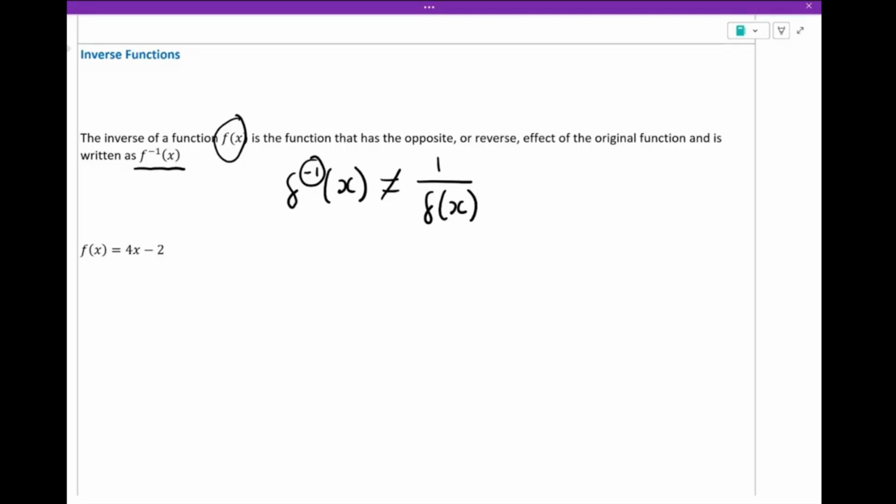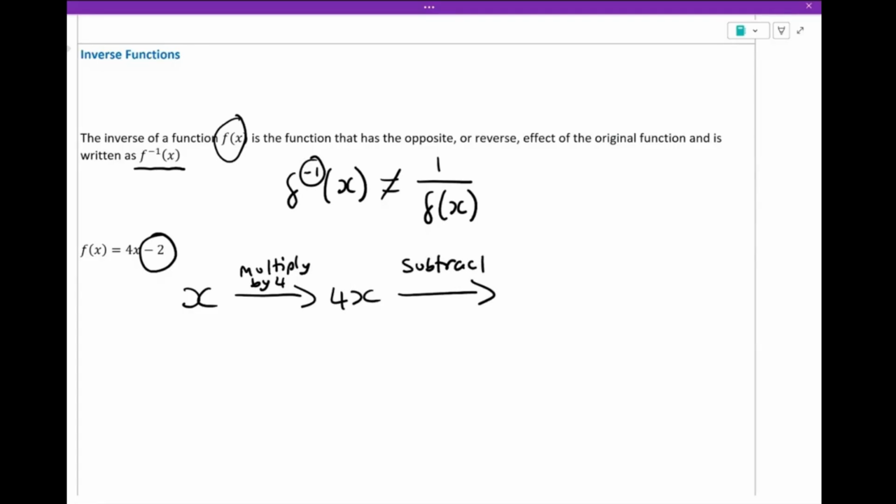Now what we're going to consider is how do we actually find an inverse function? So we've got f of x is equal to 4x subtract 2. Well, let's think about what's happening to x. We're starting with x. Then we've got 4x, so that means we are multiplying by 4. So I'm going to write multiply by 4. And then we are going to subtract 2. So once we multiply by 4, we've got 4x. We then subtract 2 to get our final result, which is 4x subtract 2.